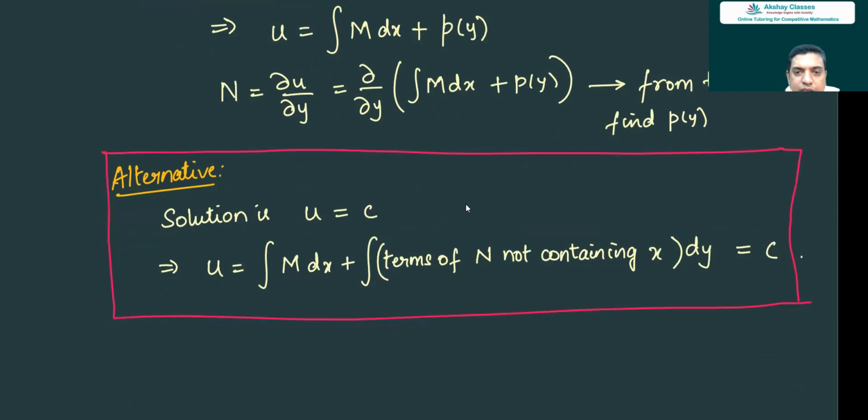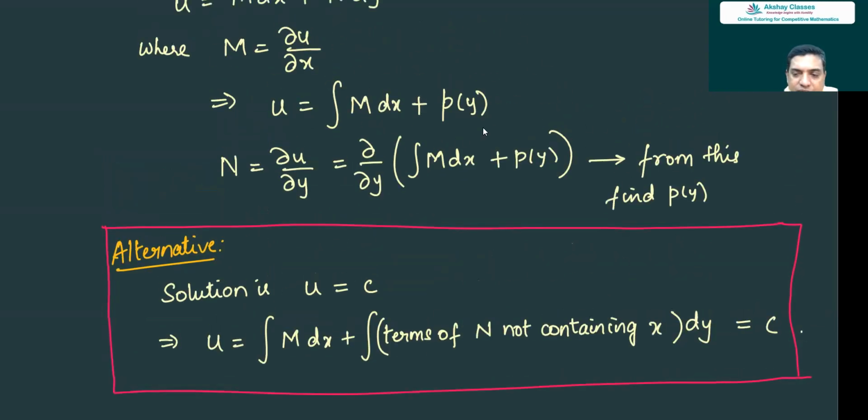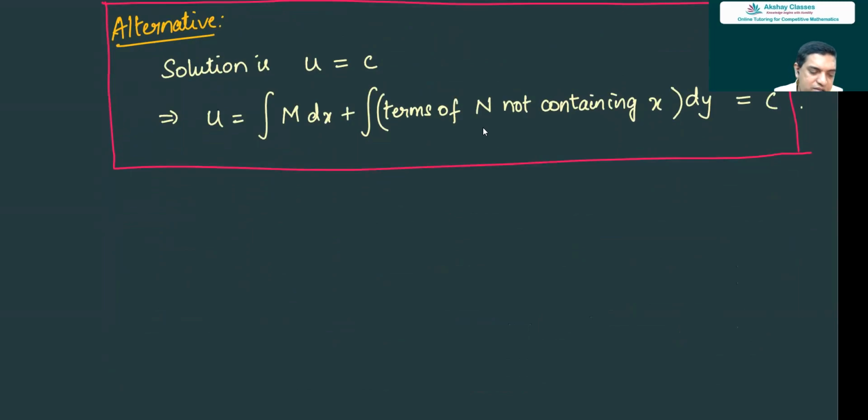Okay, you get the integral of m dx, but then what are these terms? These are purely a function of y. So the terms which do not contain x, integrate those, and you will get this term p of y. But then by careful observation, we can write exact differentials, but we'll take a few problems.